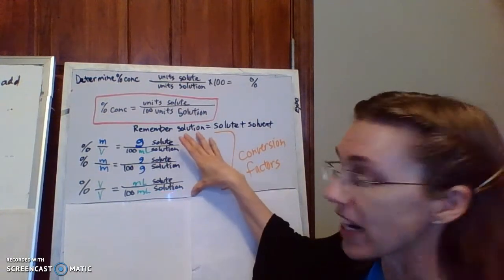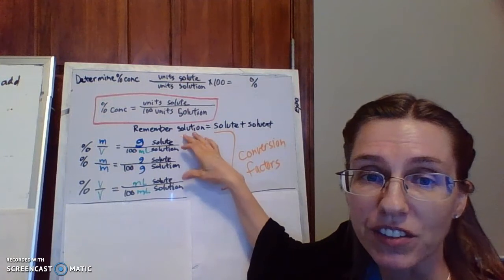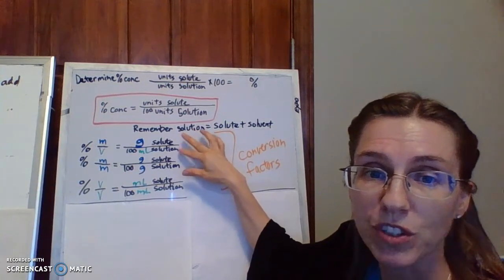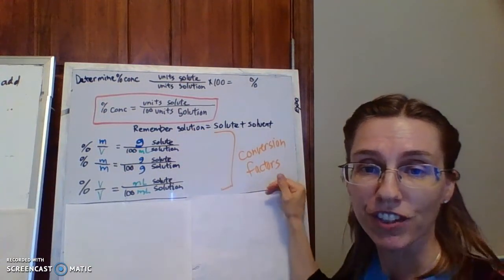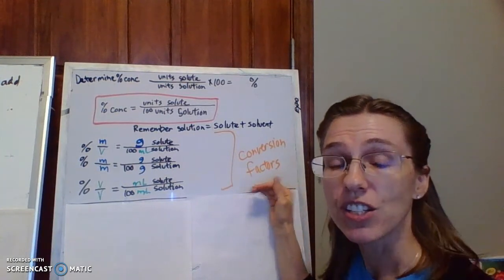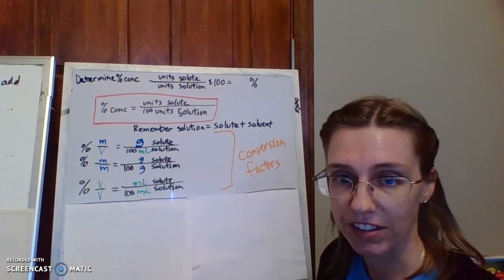So all of these right here should look familiar. It's something over something else. So that's actually a conversion factor. So we can use these just like we did all the conversion factors in Chapter 1.